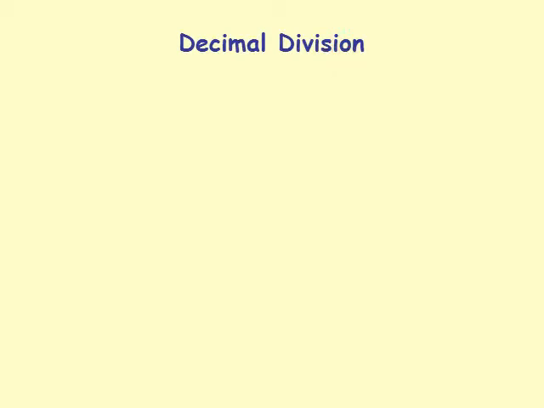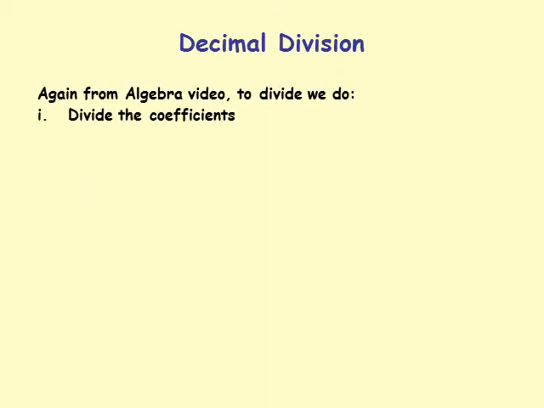Let's go with division now. Again, from the algebra video, what do we do? Divide the coefficients and subtract the flag values. In multiplication, we multiply the coefficients and add the flag values. In division, we divide the coefficients and subtract the flag values. We subtract the flag value of the denominator from that of the numerator.